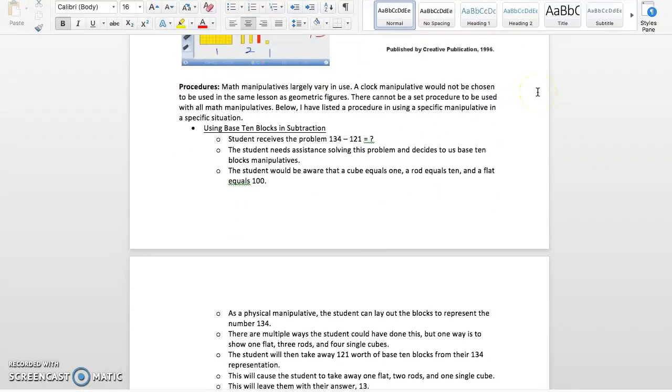Since math manipulatives largely vary in their use, there's not really a set procedure on how to use them. Like a clock manipulative would not be chosen to be used in the same lesson as a geometric figure. And so there cannot be a set procedure to be used with all of the manipulatives just because they are all so different. It really just depends on your lesson and the student you're working with and what their specific need is. So if you're using the base 10 blocks in subtraction, I just did a very specific example to show a procedure in using them.